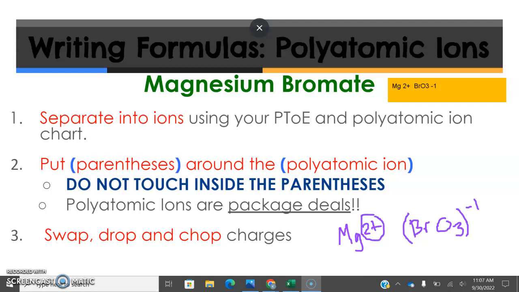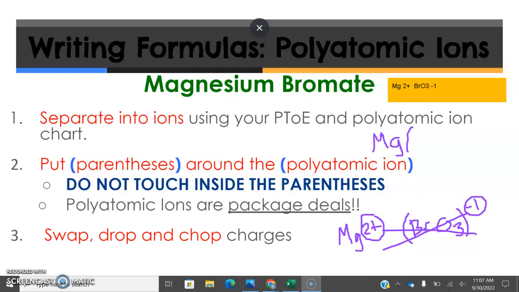So this 2 superscript on the magnesium is going to become the subscript for bromate. And then our -1 superscript is going to become the subscript for our magnesium. Remember, we're going to drop the charges and then we're going to simplify if we can. We're not going to be able to here, but that's okay. So how you would write this would be Mg, so magnesium, and it would be a 1. Remember, we don't write the 1s because they're assumed.